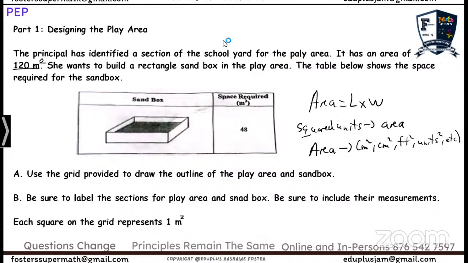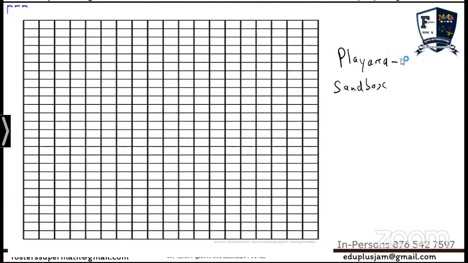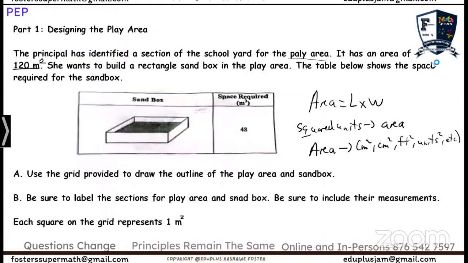So when we read, the area of the play area. The area of the what? The area of the play area. It says the principal has identified a section of the schoolyard for the play area, and that it has an area of 120 square meters. So we know for a fact, say the play area is 120 square meters.